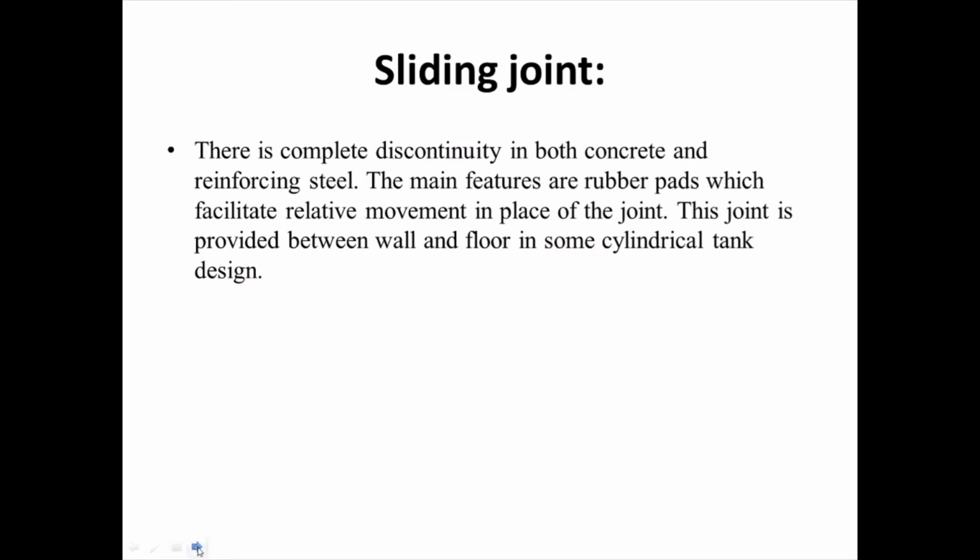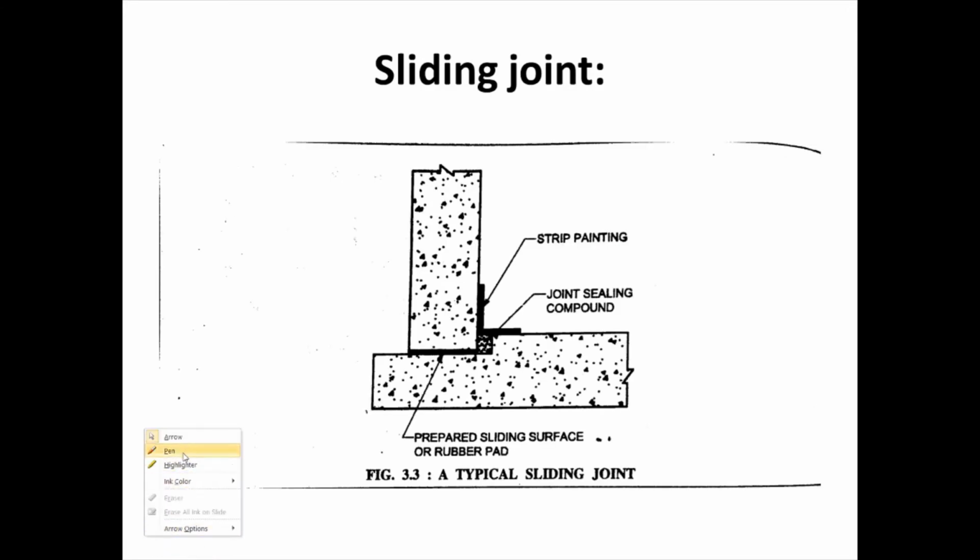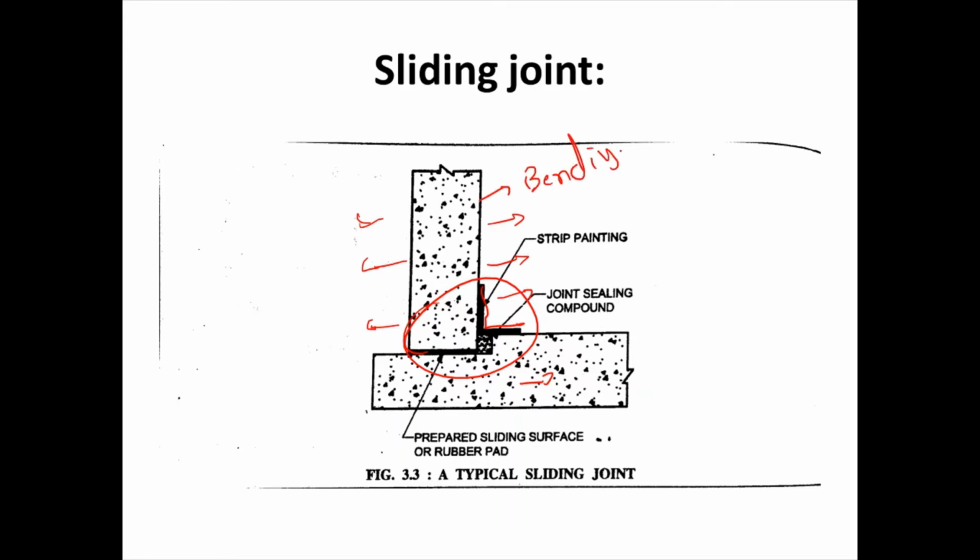Next is the sliding joint. A sliding joint looks like this, at the junction of a base and a wall. We call this the sliding joint. What happens in a sliding joint? Your wall will be moved in both directions by the sliding joint. Not a larger movement, but a sliding movement. By this joint, you cannot see a bending moment in a wall.